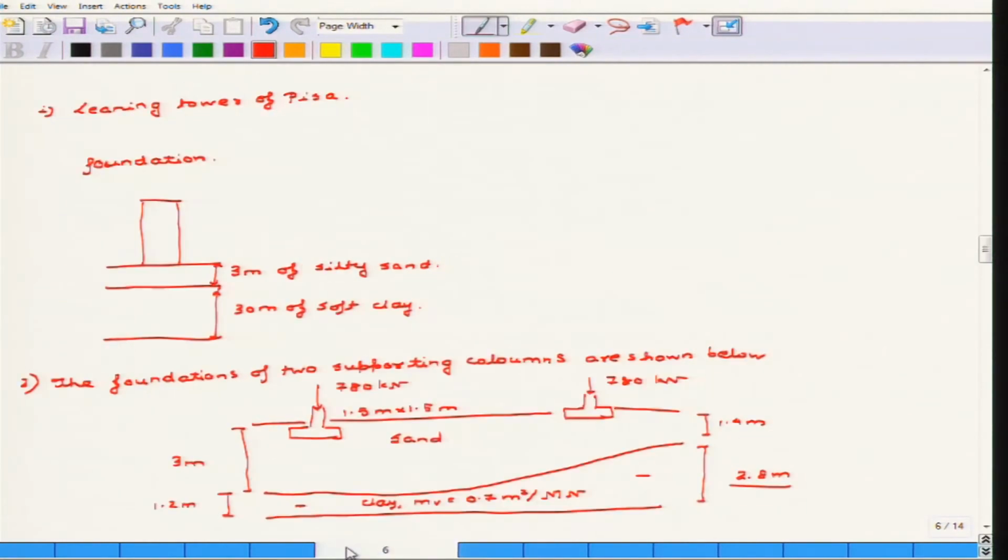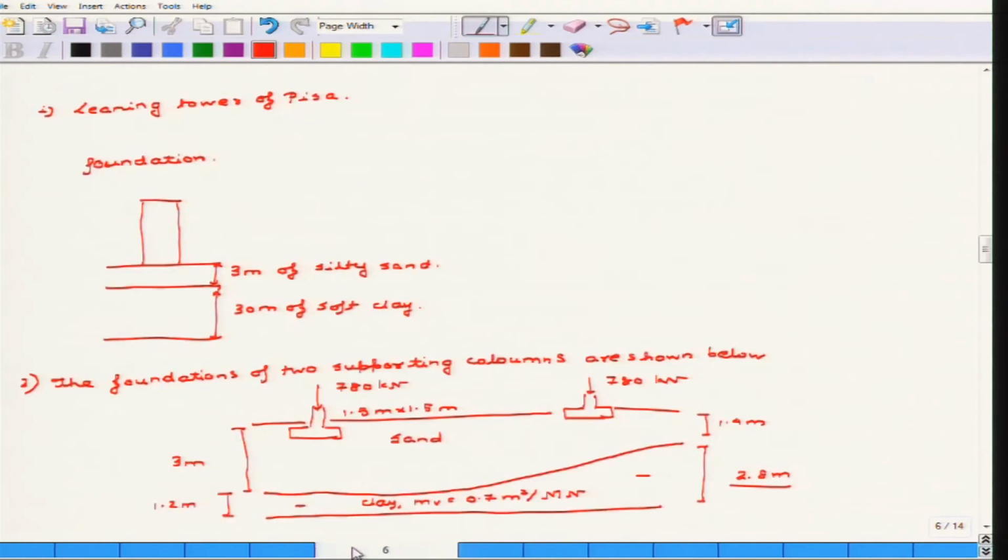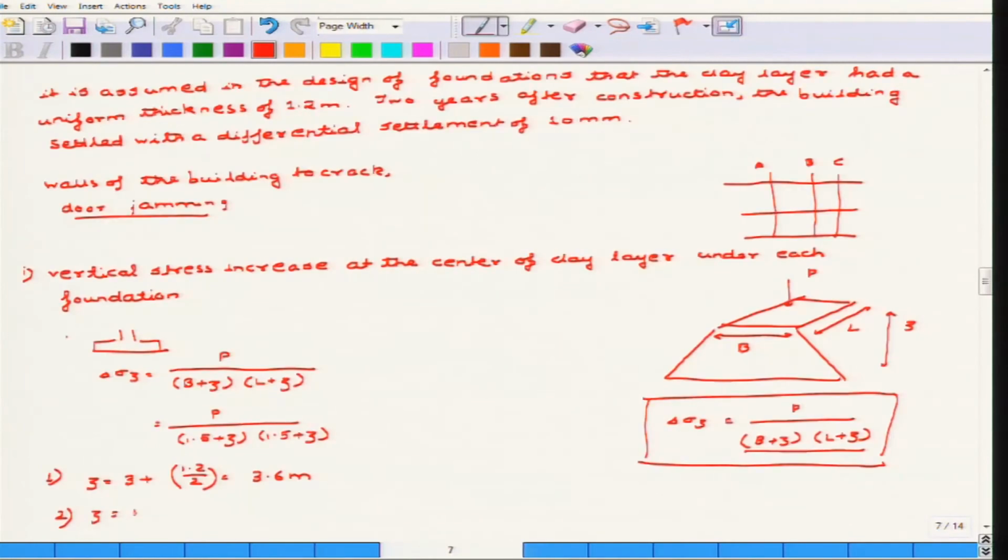Now let us look at where the mid height of the clay layer is. For the first footing, Z is actually 3 plus 1.2 by 2, so equivalent to 3.6 meter, while for the second footing Z is equivalent to 1.4 plus 2.8 by 2, so equivalent to 2.8 meter.